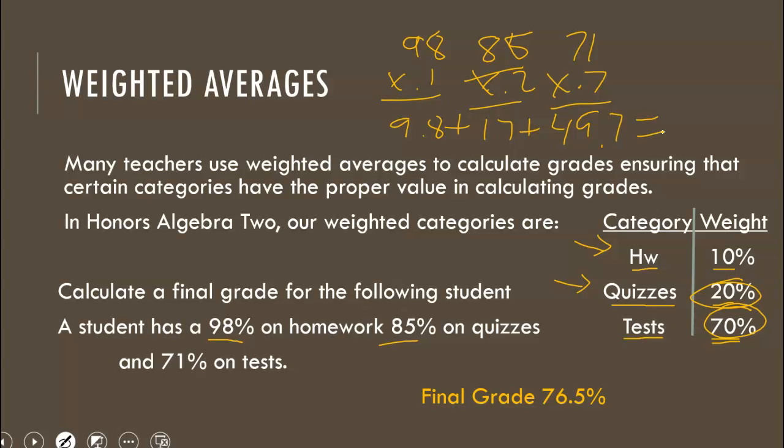So a weighted grade ensures that if I really want the majority of their points to come from how well they do on tests, 70% of their grade comes from that category. Even though in our class we spend a lot of time doing our homework, that's only going to be 10% of your overall grade. The reason we're doing it is so that we can do well on our tests, which make up the majority of our grade. So that's how we would calculate weighted averages.